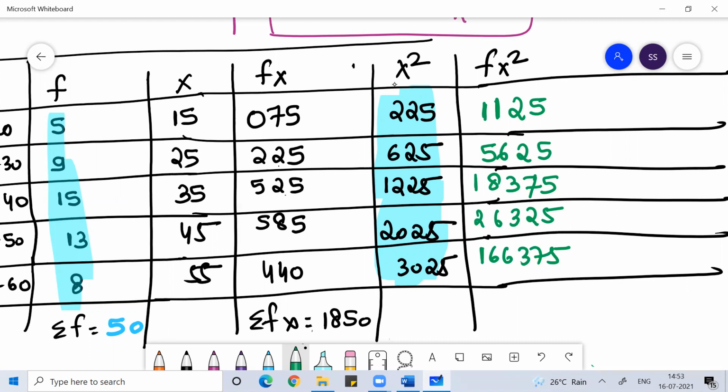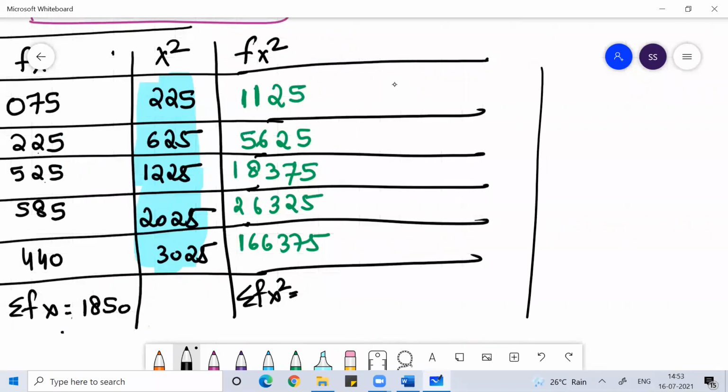So f into x, that will give us the sum of the fx square. Do the sum by yourself. 166375. Then 26325. Then 18375.